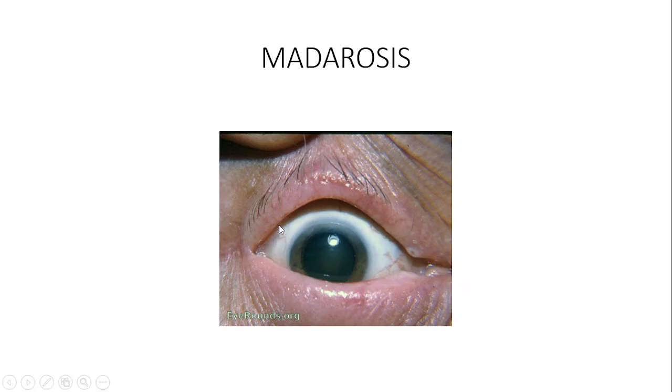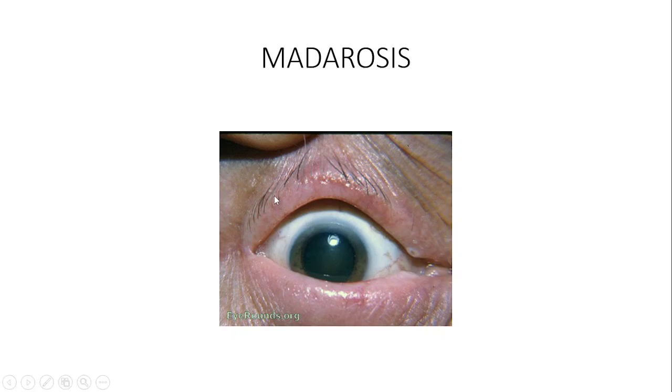Now, we have what we call madarosis. That's another type. Madarosis. What is madarosis? Look at the lower eyelid. Virtually there is no eyelash over there. And if you look at the upper eyelash, there's just a scanty few, virtually non-existent. So we call it madarosis.